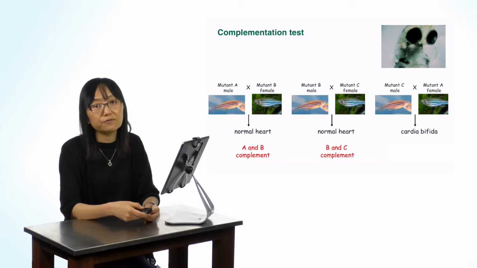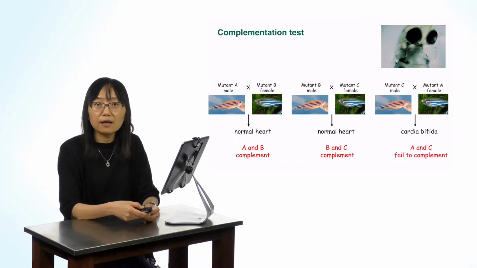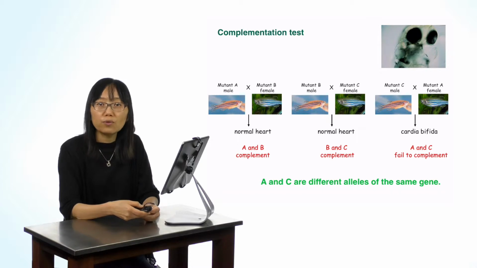If a quarter of their progeny show mutant phenotype, in this case, have 2 beating hearts, that means they fail to complement each other. These mutations represent different alleles of the same genes. Now we have our mutants, and we perform complementation tests to figure out whether they represent different genes or same gene, different alleles.